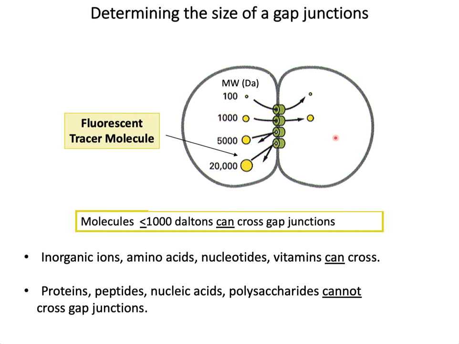to the other cell. If you really did this experiment, what you would find is that fluorescent tracer molecules of about 100 Dalton or even 1000 Dalton will readily flow to the neighboring cell, whereas fluorescent tracer molecules greater than 1000 Dalton will not cross the gap junction. So signaling molecules such as inorganic ions, amino acids, nucleotides, and vitamins can cross into the neighboring cell through gap junctions. But larger molecules such as proteins, peptides, nucleic acids, and polysaccharides would likely never cross the gap junctions.